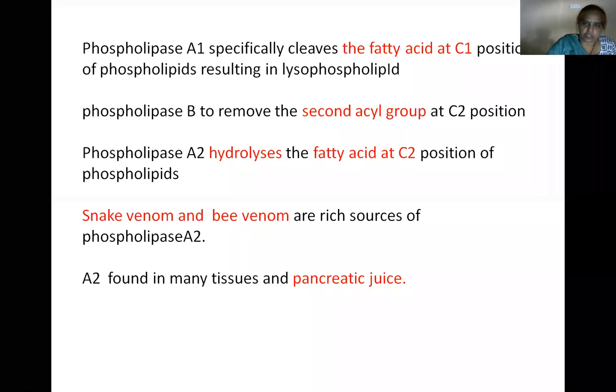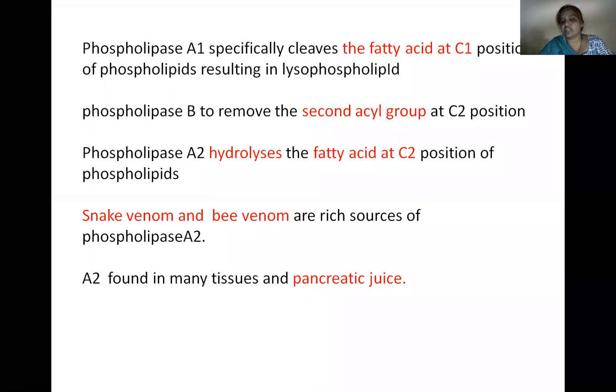Whether it is carbon 1 or carbon 2, phospholipase A1 especially cleaves the fatty acid at the C1 position, that is, the carbon 1 position. Don't forget, it cleaves the fatty acid. But phospholipase A2 hydrolyzes the fatty acid at the carbon 2. See the difference between hydrolysis and cleaving. A1 cleaves the fatty acid at carbon 1, but A2 hydrolyzes.